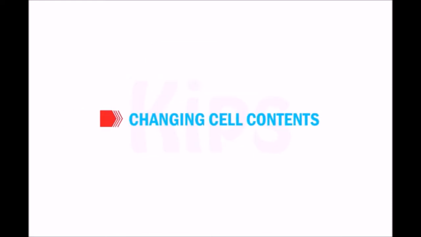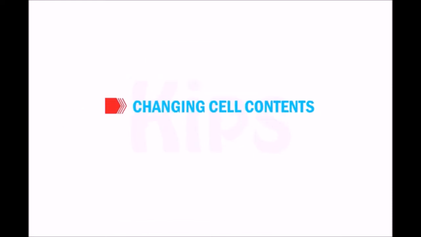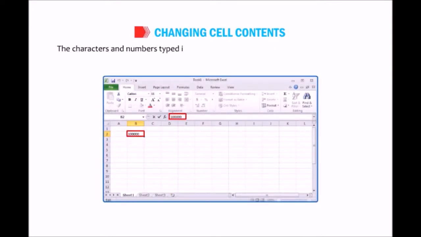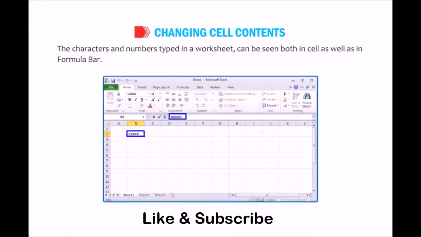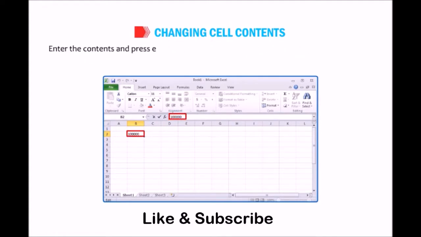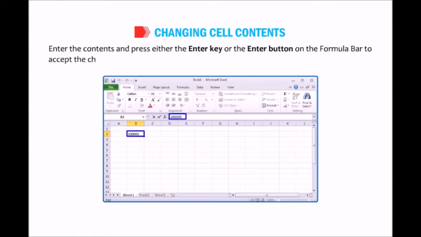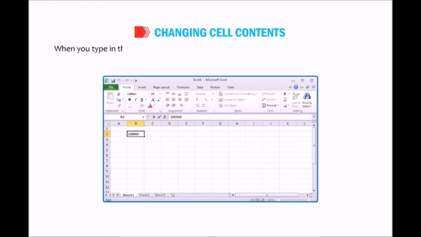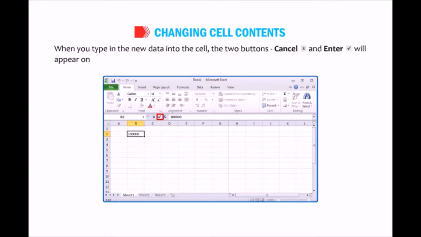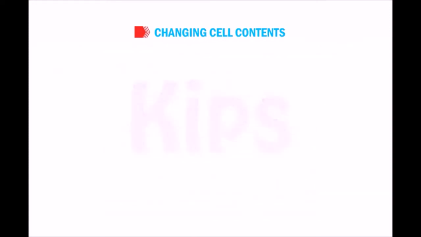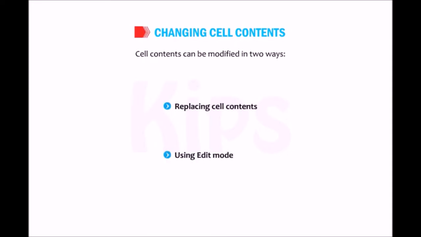Now let us understand how to change cell contents. The characters and numbers typed in a worksheet can be seen both in the cell as well as in the formula bar. Enter the contents and press either the Enter key or the Enter button on the formula bar to accept the changes. When you type new data into the cell, the two buttons Cancel and Enter will appear on the left of the formula bar. Cell contents can be modified in two ways: replacing cell contents and using Edit mode.